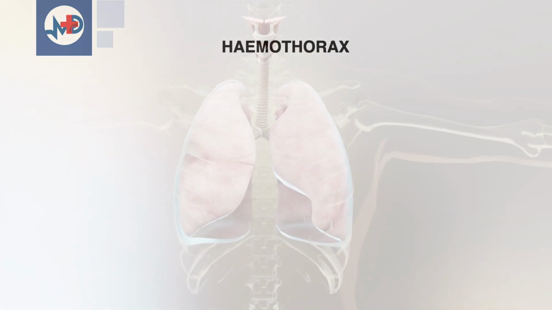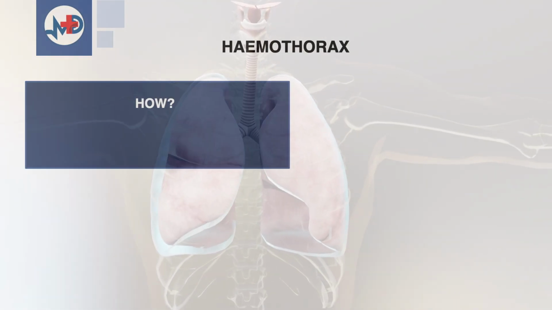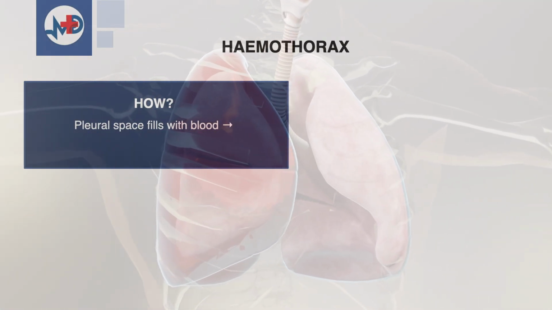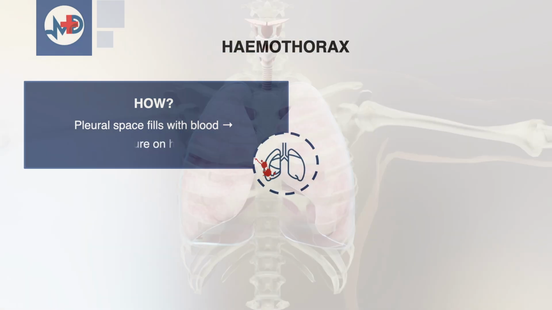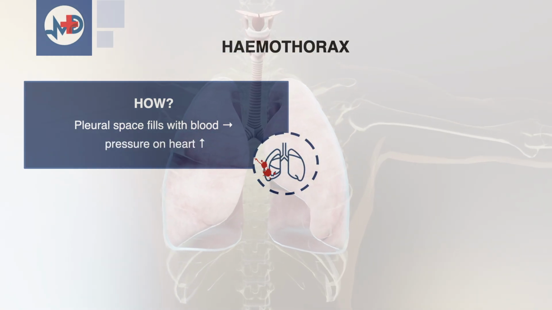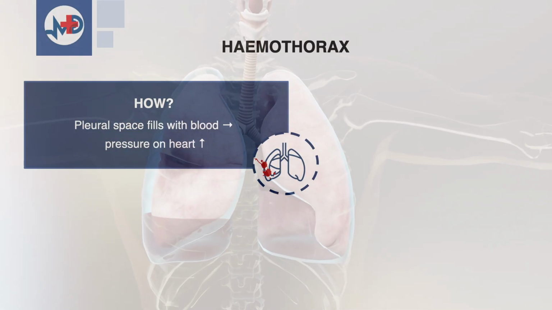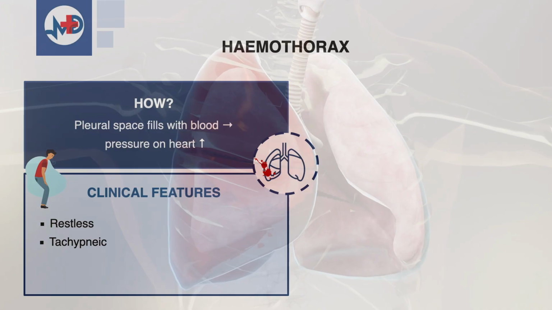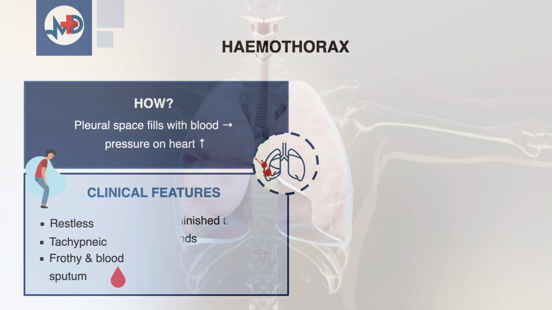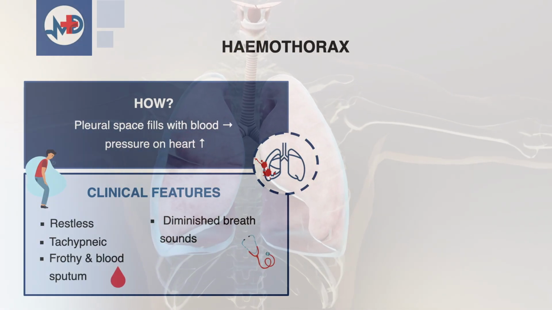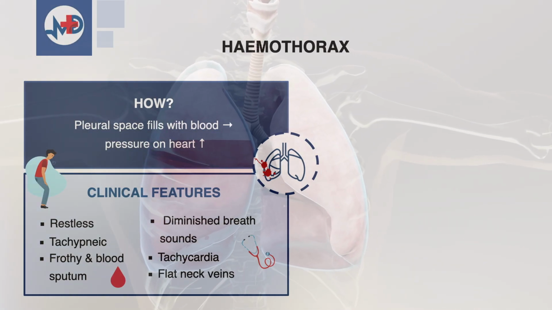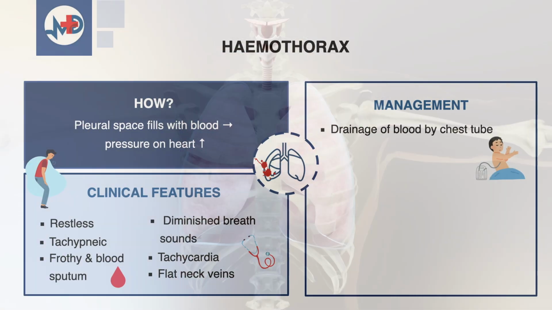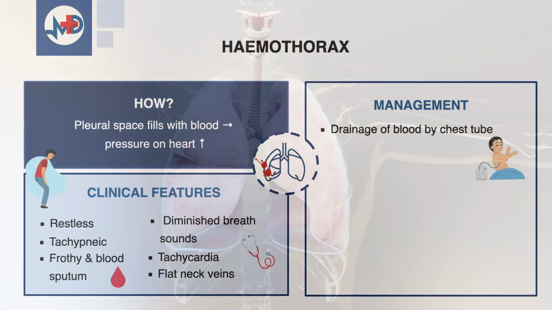Next, hemothorax. Hemothorax is a condition when the pleural space fills with blood, which occurs due to lacerated blood vessels in the thorax. As blood increases, it puts pressure on the heart and the vessels in the chest cavity. In patients with hemothorax, you will notice that they are restless, tachypneic, have frothy and bloody sputum, diminished breath sounds on the affected side, tachycardia, and sometimes flat neck veins. The most important treatment for hemothorax is draining the blood out of the chest cavity using a chest tube.